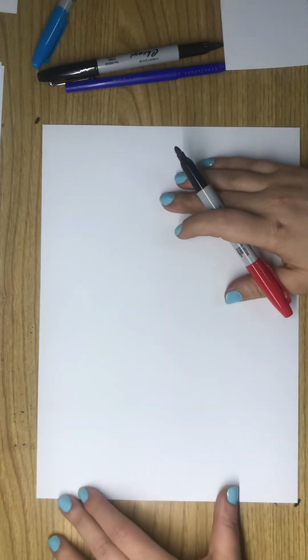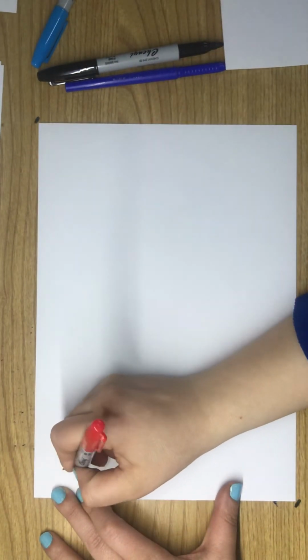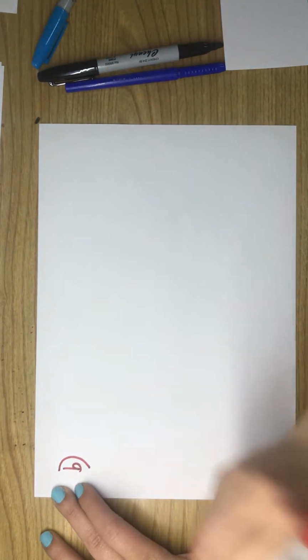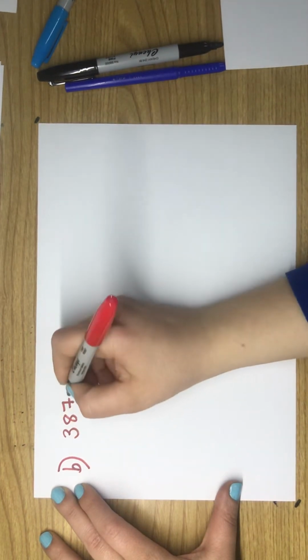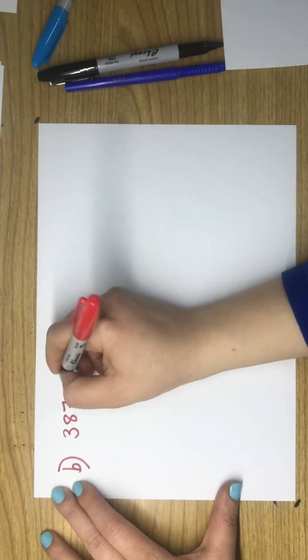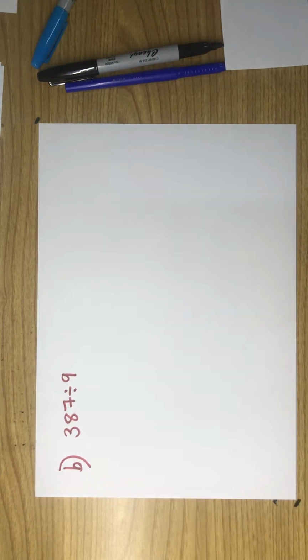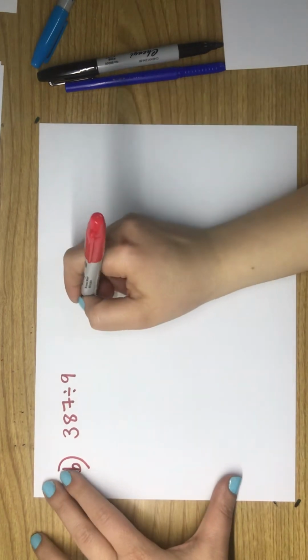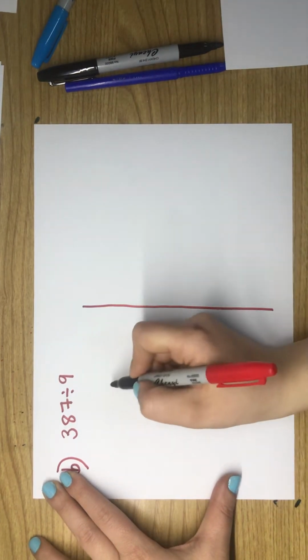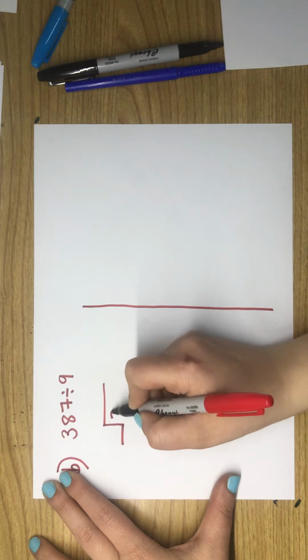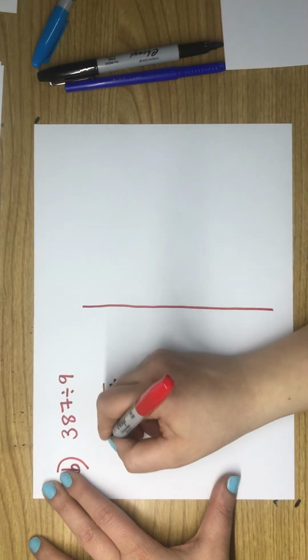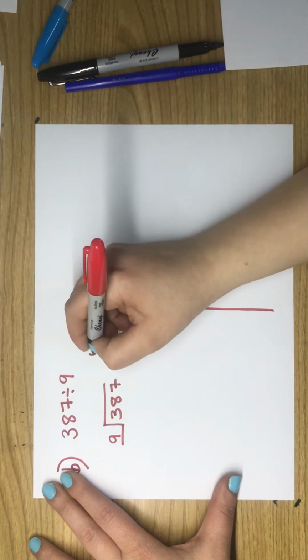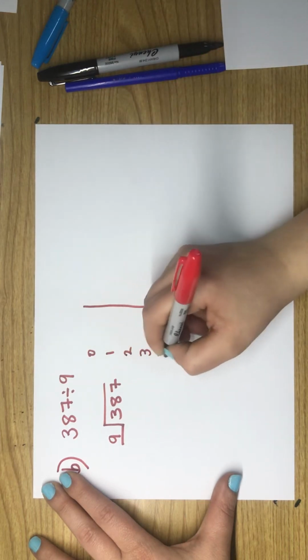Gonna take question number B. Question number B, 387 divided by 9. We're lucky having 9. It's easy. Okay? So, divide your page. Here's your long division. 387 divided by 9. Times table of 9, 0, 1, 2, 3, 4.